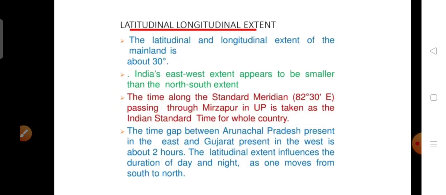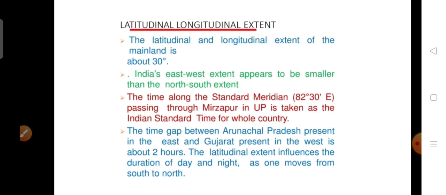That means approximately 30 longitudes and latitudes are passing through India. Means the latitudinal and the longitudinal extent of India is about 30 degrees. India's east-west extent appears to be smaller than the north-south extent. The length of east to west and north to south is approximately similar, but the east to west length seems to be smaller than the north to south.